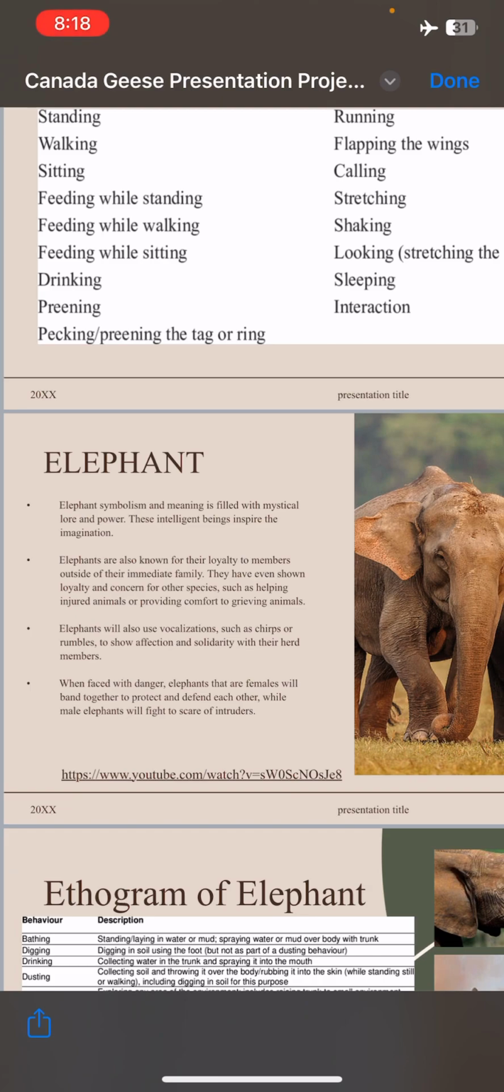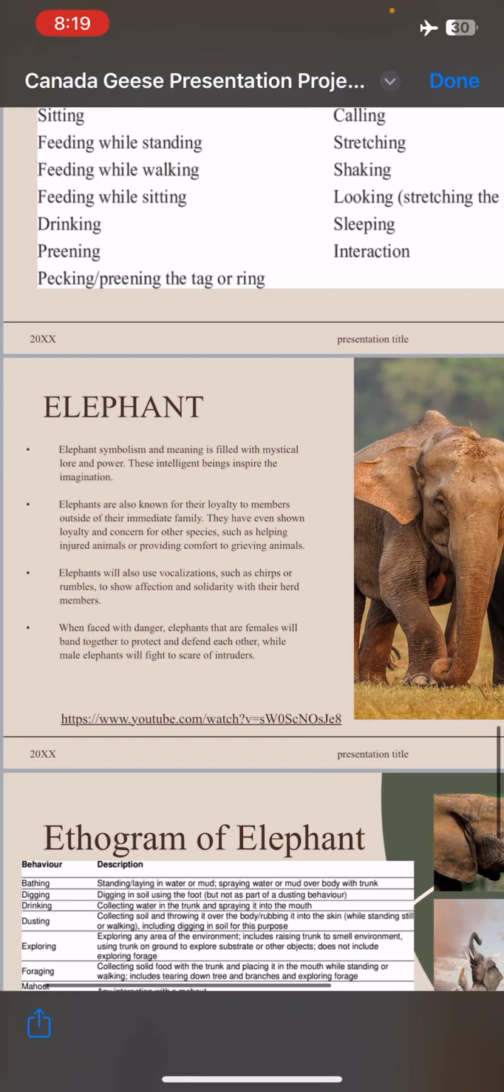They have even shown loyalty and concern for other species, such as helping injured animals and providing comfort to grieving animals. That's why we can see on YouTube that when a family member or whoever dies, elephants can cry, right? And elephants also use vocalizations such as trumpets or rumbles to show their affection and solidarity with their herd members.